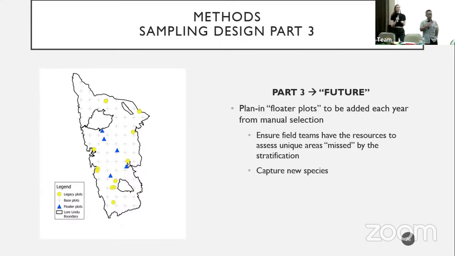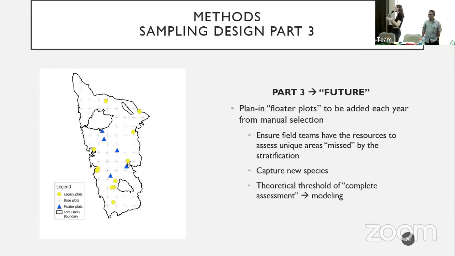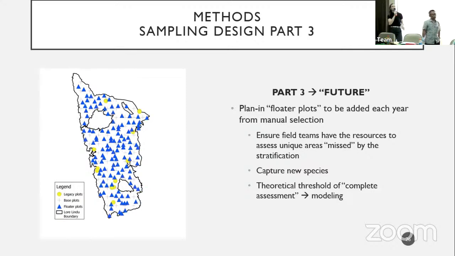Okay. Another really interesting feature of this part 3, the future, is that we can imagine and model some theoretical case where, over time, if this really would be a permanent monitoring system, and we were constantly, every year, adding 1 or 2 extra floater plots, just one time, to see if there are new species. You can see what happens when over the years we do more. Okay? So eventually, there is some theoretical point where we can assess the entire park.